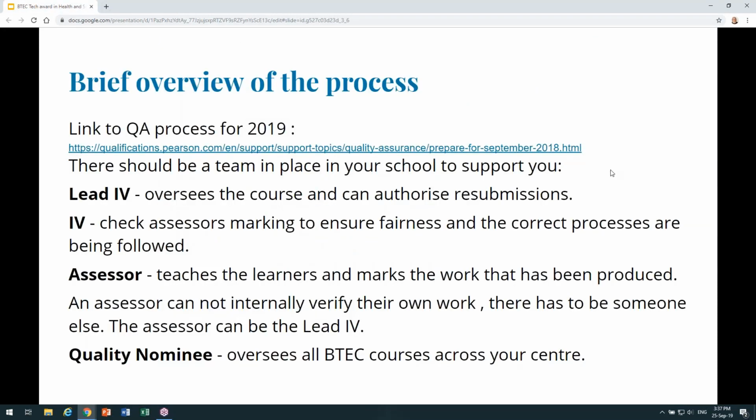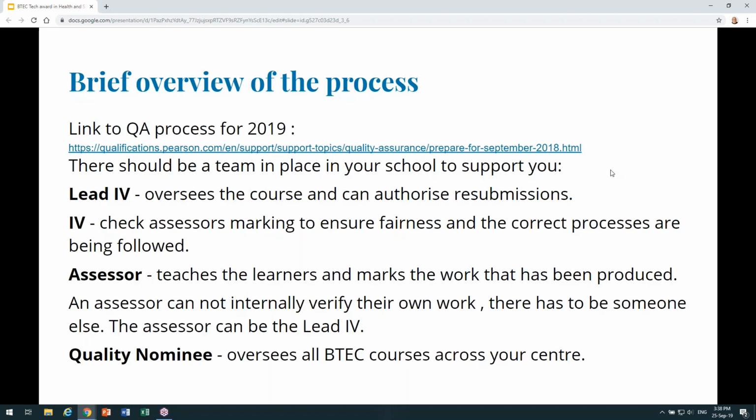He oversees the course and can authorise IV. You check the assessor's marking to ensure fairness. You're not checking that they're doing it right, you're just checking the processes. And your assessor, which is what we all are, teaches the learners and marks the work that's been produced. An assessor cannot internally verify their own work. There has to be somebody else who can assess it, who can verify it. The assessor can be the lead IV.